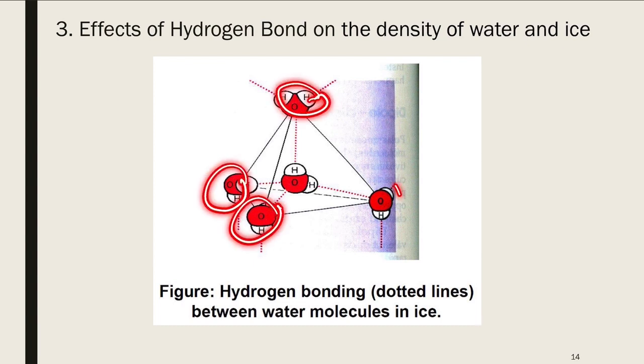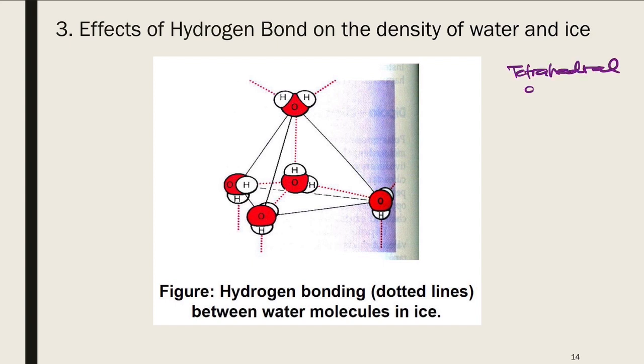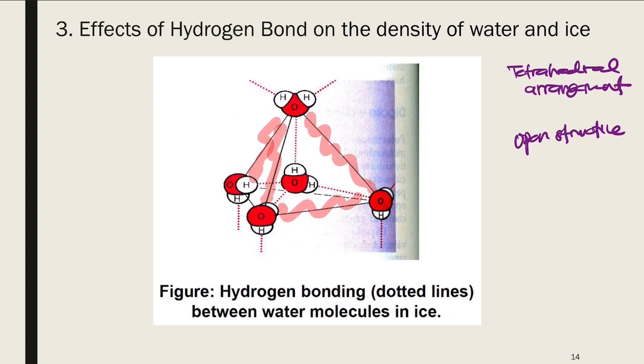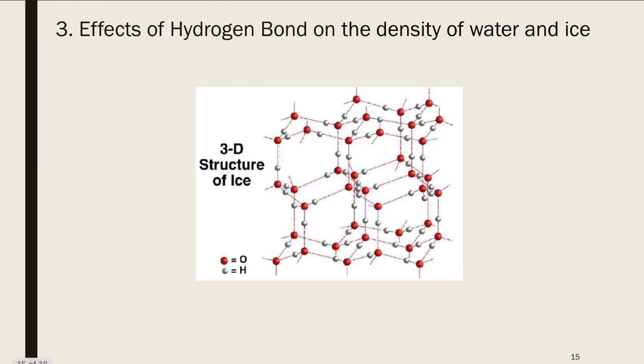So bila kamu tengok di sana, okay, water molecule tu dia susun dirinya sendiri dalam bentuk tetrahedral arrangement bila dia disejukkan. Okay, and this will give apa yang kita panggil sebagai open structure dan menyebabkan air akan mengembang apabila dia disejukkan. This slide shows the 3D structure of ice. So if you look closely, that is what we call the open structure in the ice.